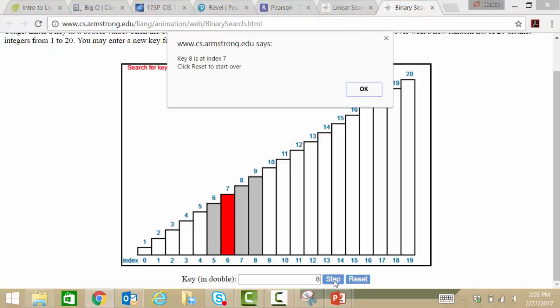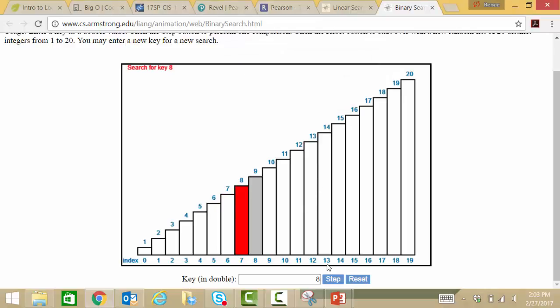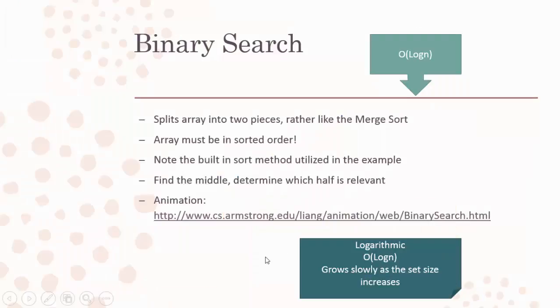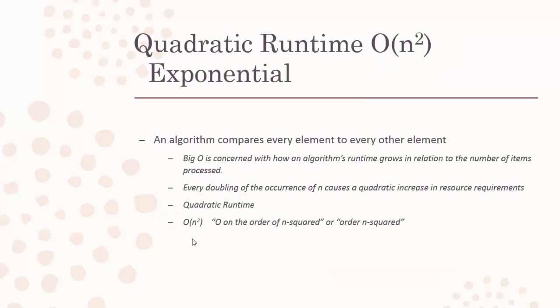And you can see, as we eliminate and go by half, we're going to find that answer very quickly, much more quickly than when we had to do our linear search, searching through every element in the array. So that's a binary search. And a binary search is logarithmic, or O of log n. So our time is going to increase slowly as the set size increases.